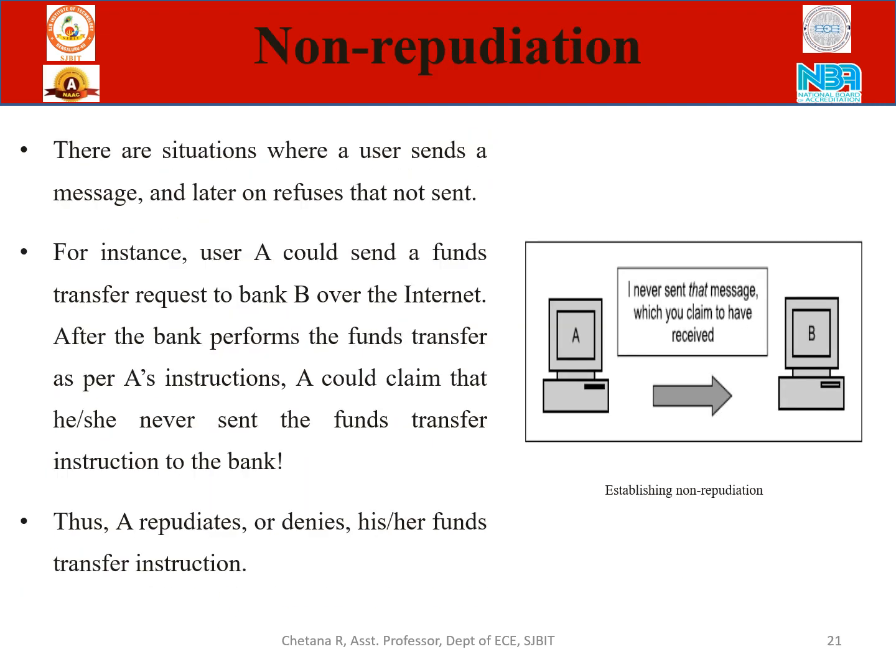Next we have non-repudiation. So as I told you, denying the service is called non-repudiation. Therefore, A and B are actually doing the transaction, and A will deny, I never sent this message. So how to overcome this? There are situations when a user sends a message and later on refuses. So user A could send a funds transfer request to B, and the bank could easily and happily do this. But later on A will deny, telling that he never gave this fund transfer instruction to the bank.